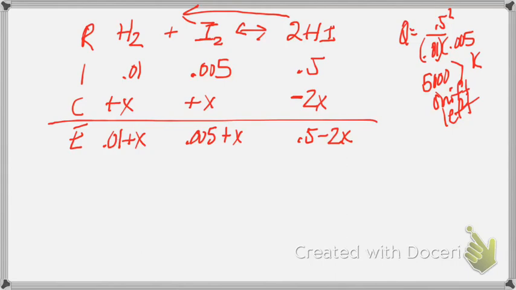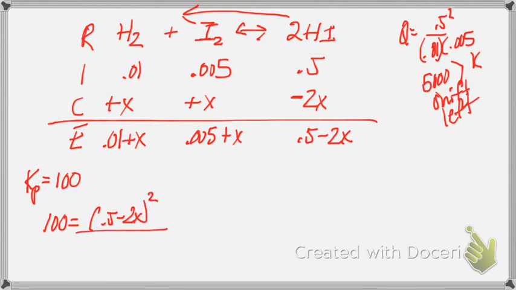It gave us the Kp value of 100, I believe. Yeah, there it is. So Kp is 100. So we're going to type in 100 is equal to 0.5 minus 2x squared. But I thought it was the other way now. It's still, we're still doing products over reactants though, because that's what the equilibrium. Is it still the product?